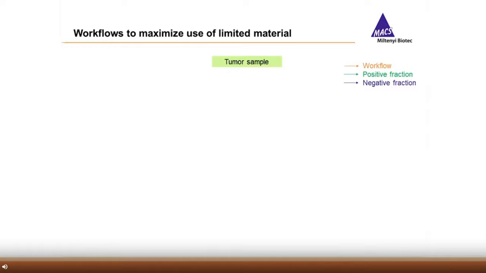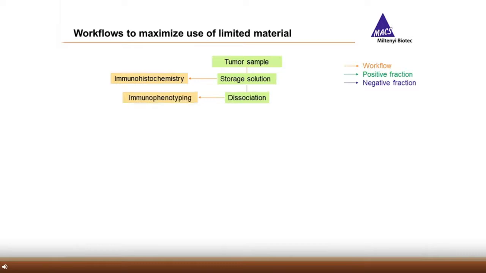It all starts with the resection or biopsy of the tumor sample. The tissue is stored and transported in tissue storage solution. Upon arrival, a small tissue section is collected for future immunochemistry analysis. The remainder is dissociated, and we take a small sample to identify and quantify the immune cell populations.